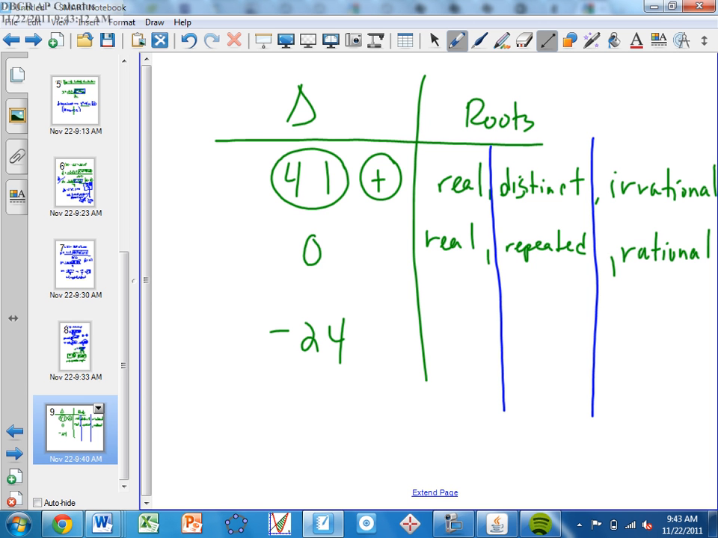For the negative 24, what do I put here, everybody? Imaginary. Imaginary, good. In the middle, we don't have to put anything, but they are distinct. We could put distinct here, because they are definitely different. And then the last thing we did to describe them was complex conjugates.